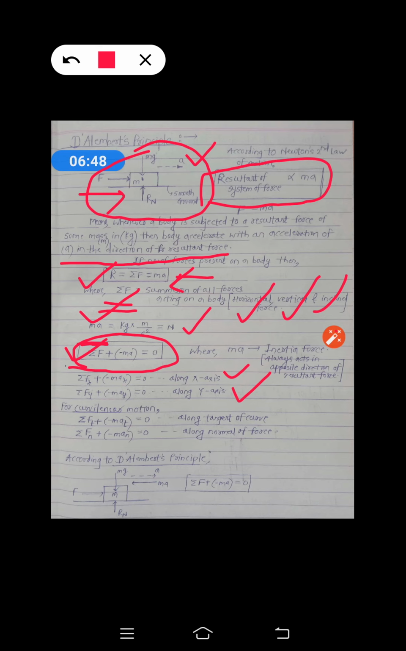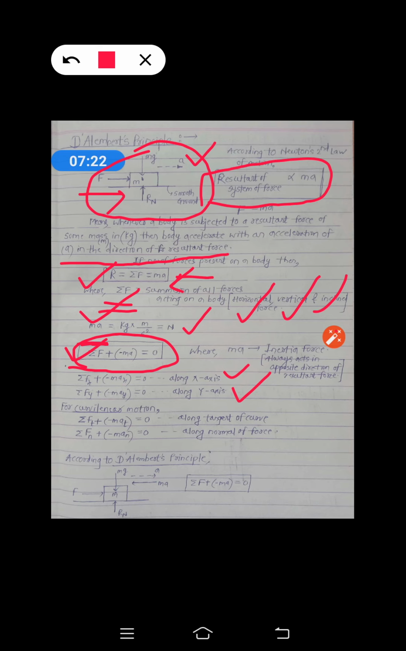Students, see those two equations carefully. What do you observe? Summation of f of x means summation of all the horizontal forces acting on the body, whether those forces are towards the positive x direction or negative x direction; you take the summation of all those forces. And one more thing is here, ax. What is ax? That is acceleration in the x direction.